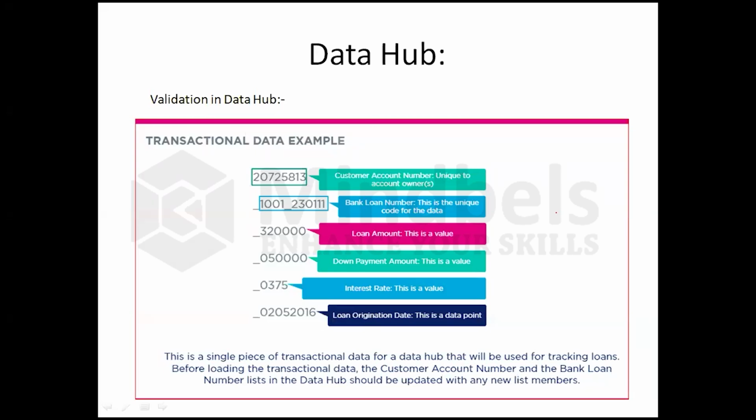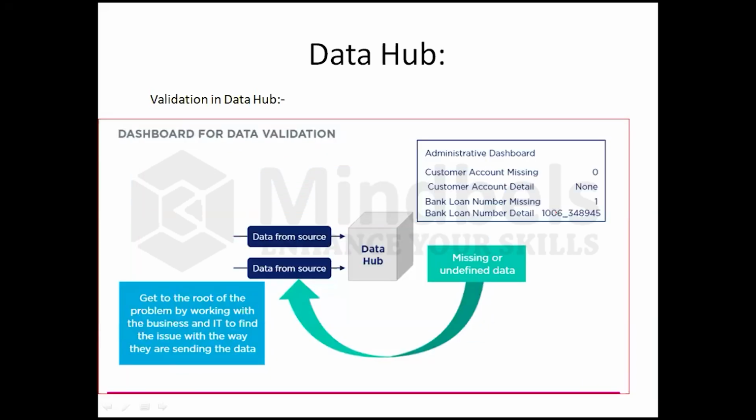Again, you need to concatenate and you need to ask the source itself to provide the new member data. Okay. Now they are saying the best practice is to create a dashboard for the data validation. That dashboard can tell the admin if any customer account is missing, customer account details are none, or a bank loan number is missing. So you need to create something from where you can identify if there is any issue in the data, right?